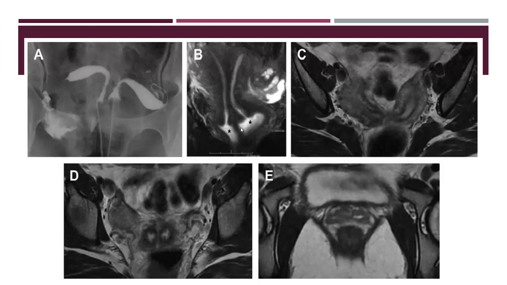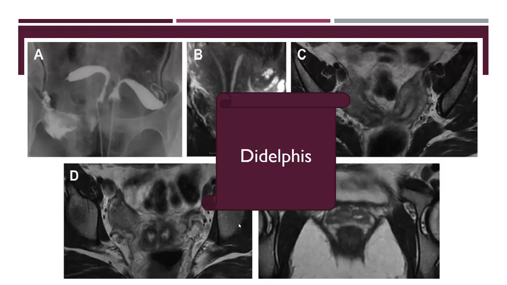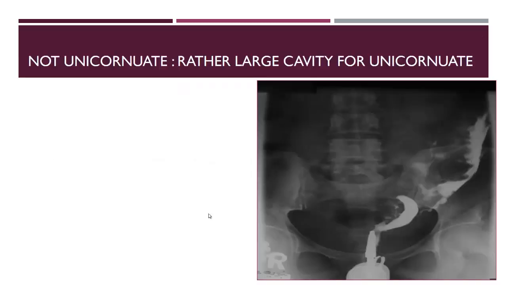Here the vagina better to be delineated by gel or saline during doing an MRI. So this is didelphys. This is the axial part of the cervix showing two cervices and two vagina. So this is didelphys. Not unicornuate uterus. This is unicornuate uterus. No, it is not unicornuate uterus because it has a large cavity, more than unicornuate uterus.